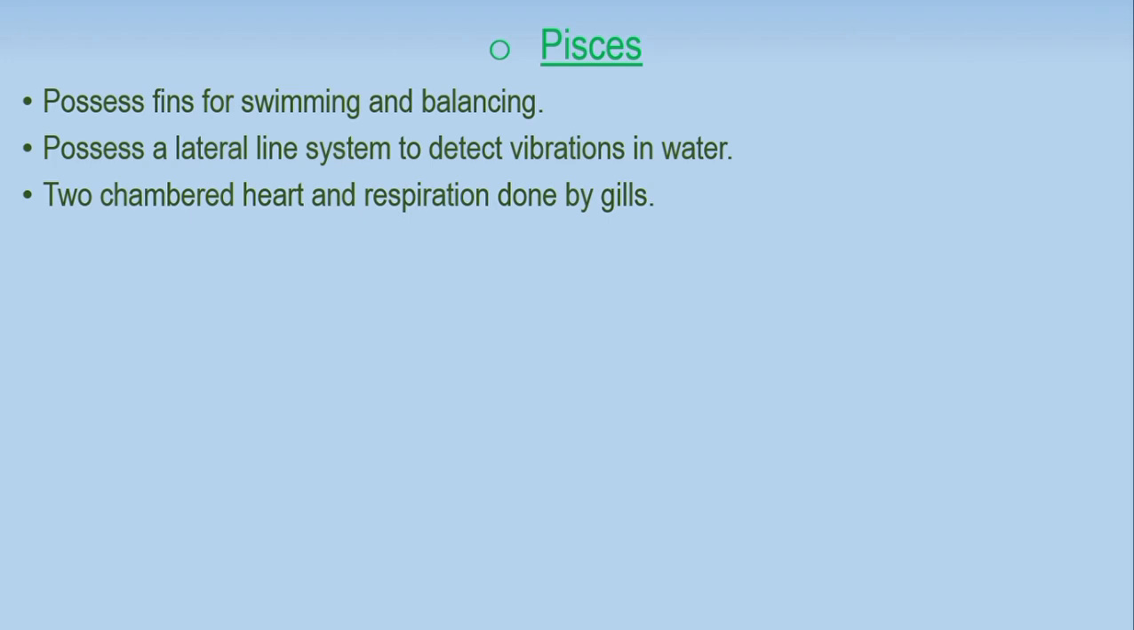And they have only a 2 chambered heart, right? With 1 atrium and 1 ventricle, and they respire through gills, right? And they are cold-blooded animals, right? That means their body temperature changes according to the change of the environmental temperature, right? And next, they have eyes, but they do not contain eyelids, right?